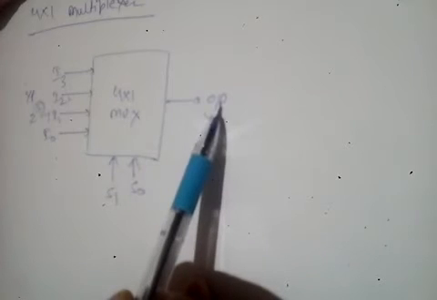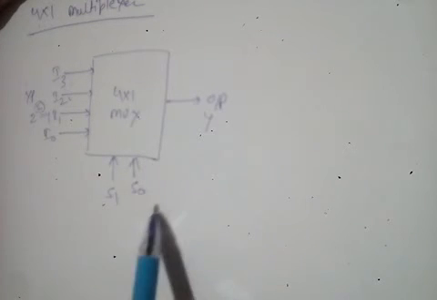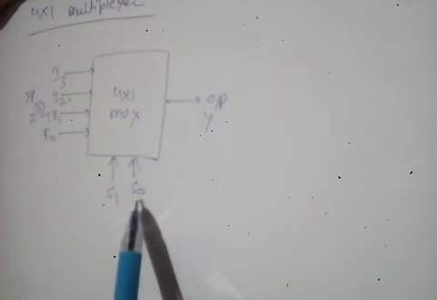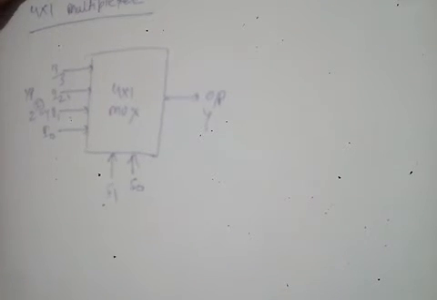Now suppose these 4 data inputs are I0, I1, I2 and I3, and one output, suppose that is Y, and 2 selection lines, suppose that is S0 and S1. So one of these 4 inputs will be connected to output based on the combination of these 2 selection lines. So let's check its truth table. This is the selection line S1 and S0 and output Y.